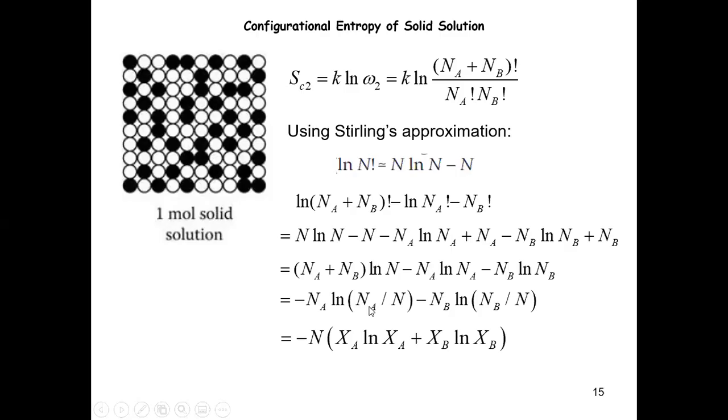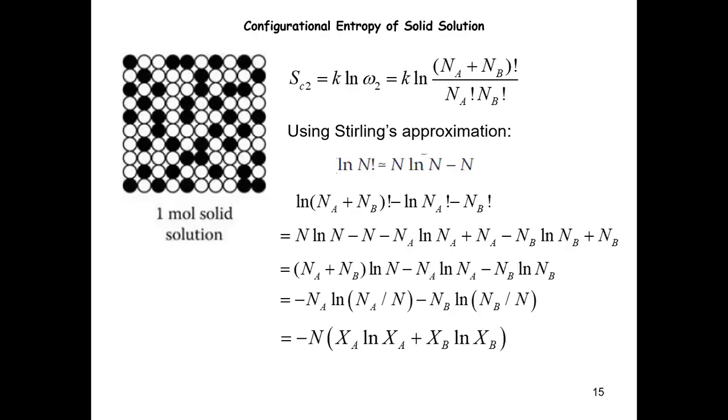Now within the parentheses, we already see clearly that NA over N is going to be my XA, the molar fraction, and NB over N is going to be XB, the molar fraction. Now what I do is divide the whole equation by minus N, where N is the Avogadro number. I take this minus N out. And if you focus on this, when I take a minus N out, what I leave behind is going to be NA over N, exactly the same as in here. So I have an XA in front of this. Does that make sense to everyone?